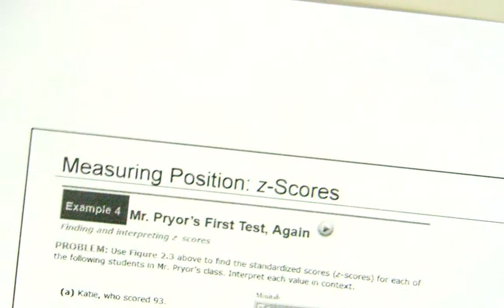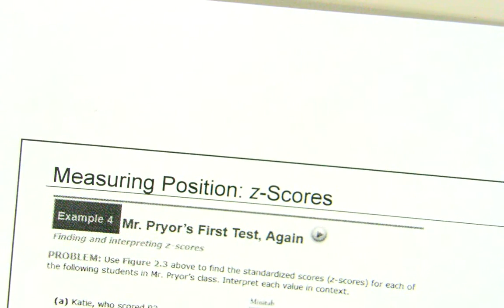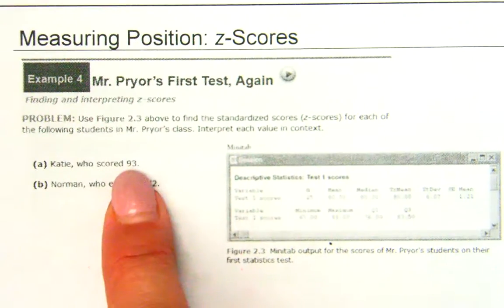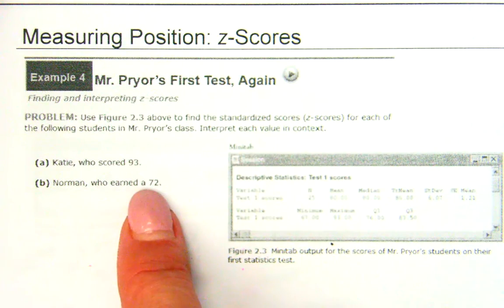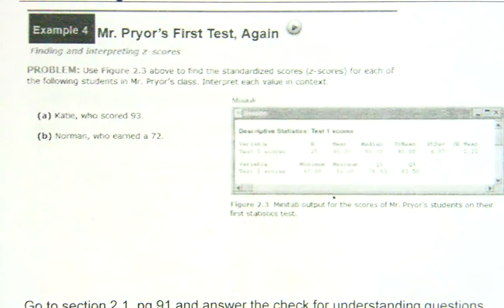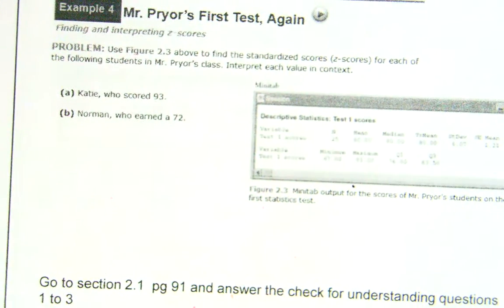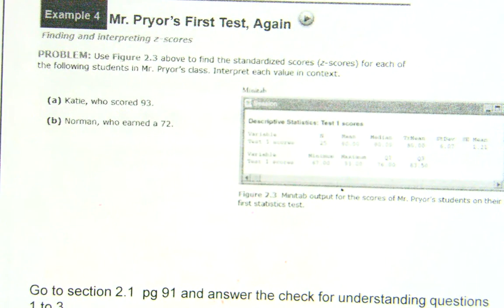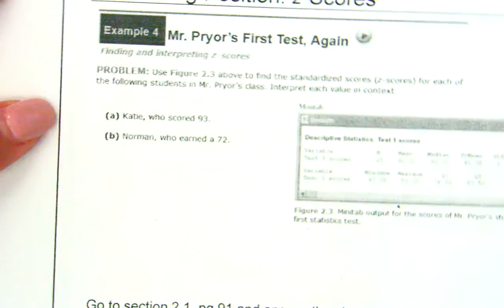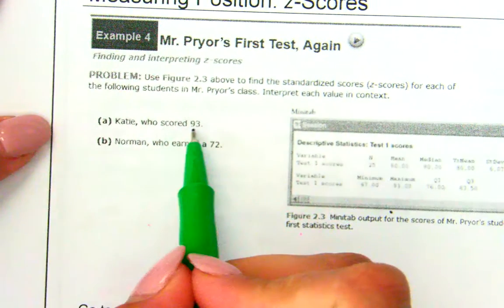Okay, so we're going to do the same thing for the next example, which is Mr. Pryor's test. Katie, who scored a 93, and Norman, who earned a 72. So we're going to find their z-scores. We're going to see how far away from the mean they are in standard deviations. Okay, so let's do Katie first. Katie has a score of 93.